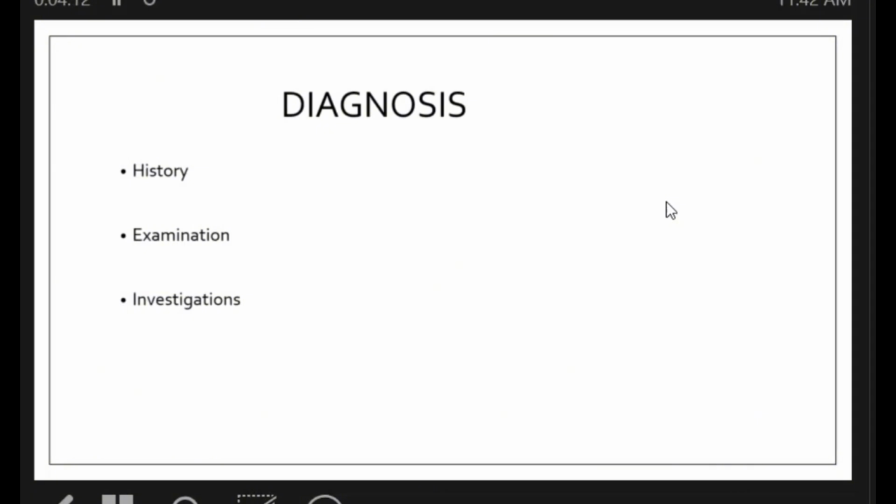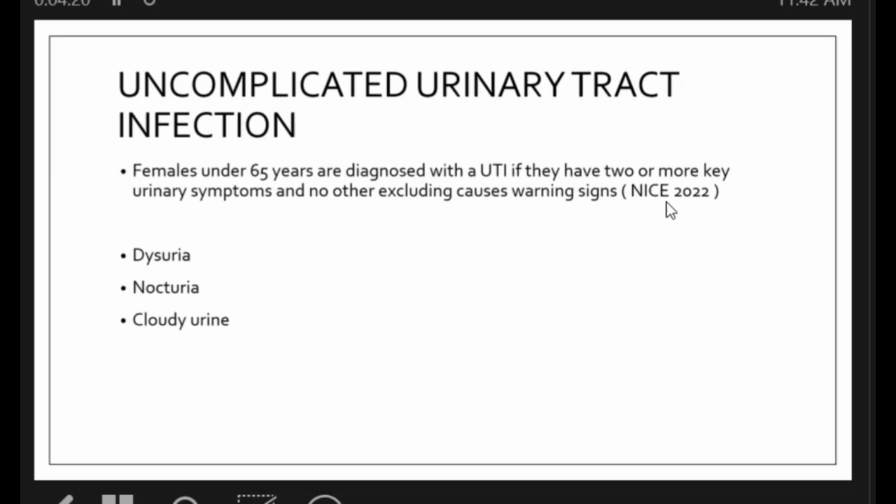When you try the simple approach, we diagnose the urinary tract infection depending on the history, examination, and basic investigation. Most urinary tract infections in females, we call uncomplicated urinary tract infection, in females above 16 and below 65 years of age. When they present with dysuria, nocturia, cloudy urine, if there are two or more of these symptoms, it's uncomplicated urosepsis, having excluded other gynecological conditions. In the NICE guideline and the UK, most guidelines are based on these symptoms, and having excluded others, even without any urine analysis or urine culture, we can treat for uncomplicated urinary tract infection.